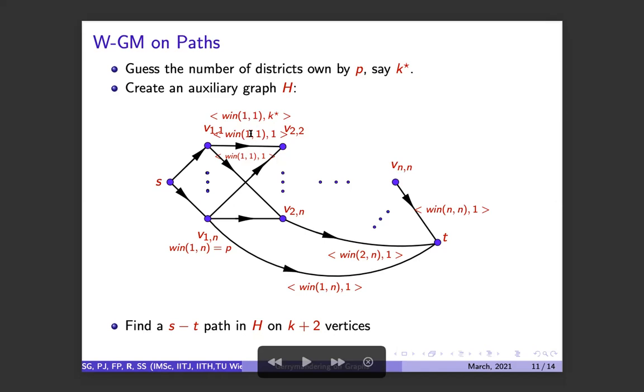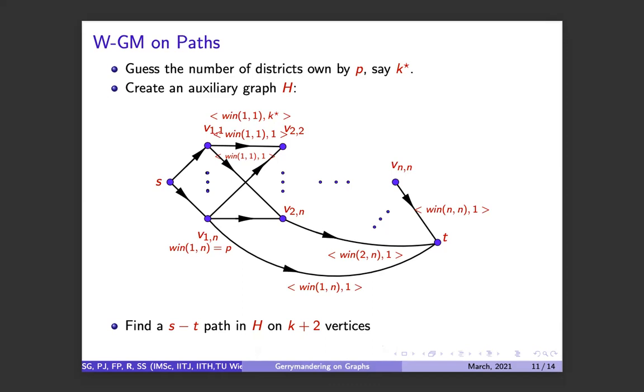So yeah, this is how we draw this. This completes the construction of the auxiliary graph. Now, what have we achieved? Look at this: if I can find an S to T path in this auxiliary graph on k plus 2 vertices, what do I get? Forget S and T, the two extra vertices.